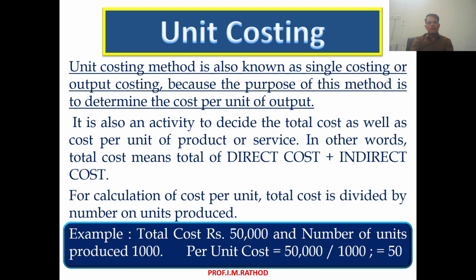For example, total cost is 50,000 and the number of units produced is 1,000. Per unit cost is equal to 50,000 divided by 1,000, which is equal to 50 rupees.